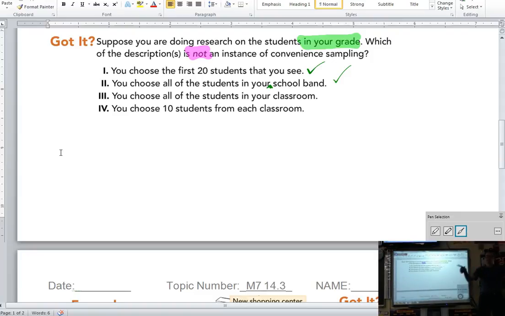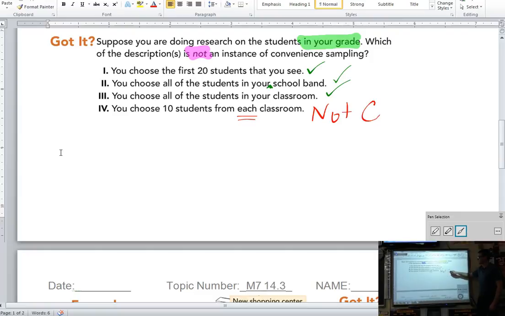You choose all the students in your classroom right here with you. That's convenient too. I can literally just say, okay guys, show of hands. Who packs or who buys? You choose 10 students from each classroom. Mr. Smith, what do you think? Maybe. How convenient is it for you to walk to each classroom? Yeah, no, that sucks. That's work, right? So, this is more fair because it distributes who I'm asking, but it's not convenient.